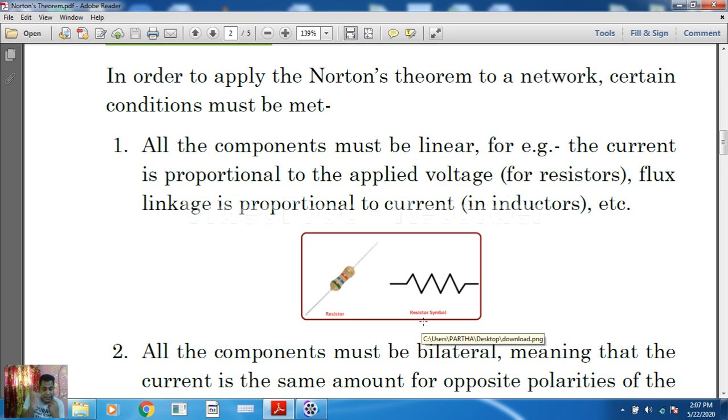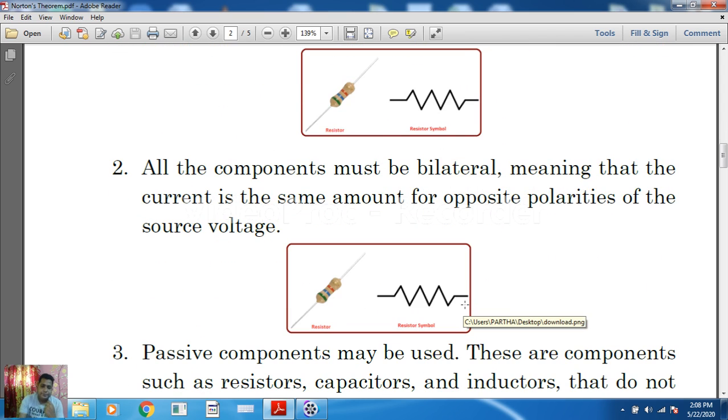Okay, and an element which has this property is a linear element, and a circuit which contains a linear element is a linear circuit. And we know that Norton's theorem can be applied to linear circuits only. Okay, coming to the number 2 point. What is the number 2 point? The number 2 point itself, it is bilateral.